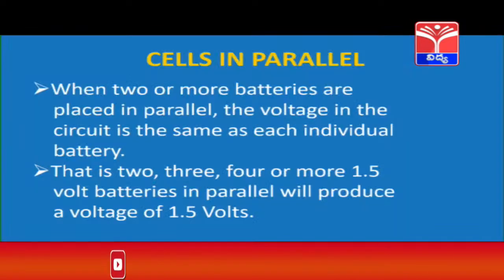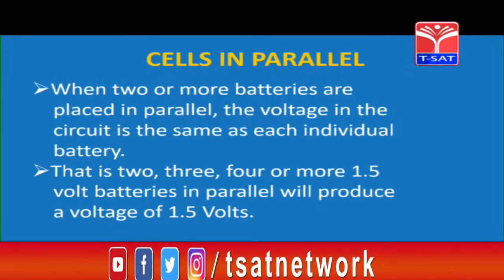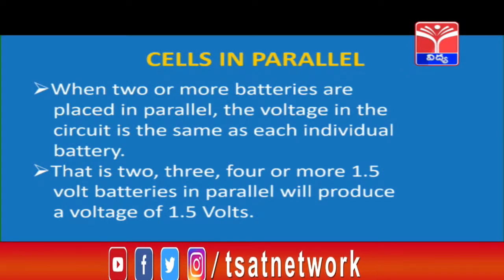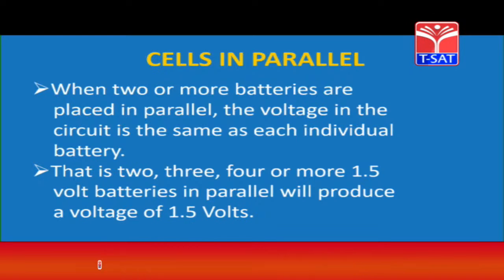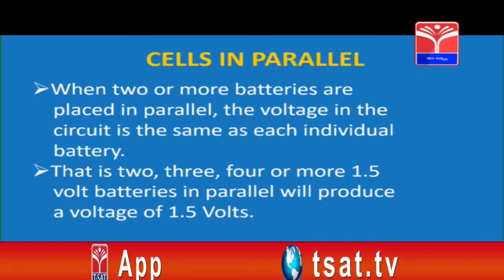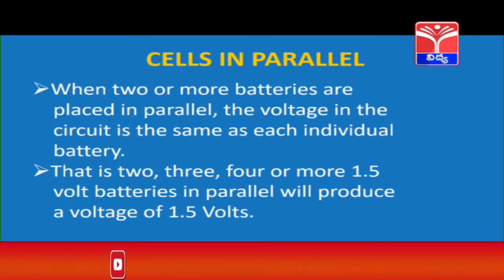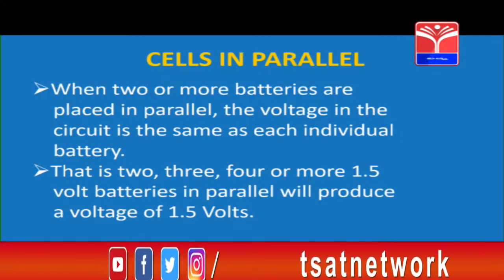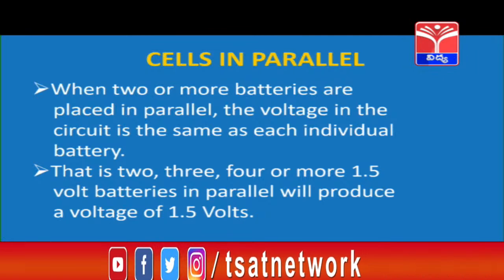When 2 or more batteries are placed in parallel, the voltage in the circuit is the same as that of an individual battery. In the last case, in series connection of the cells, we have seen that voltage increases with the number of cells, but here if you keep any number of cells, the voltage will be the same, that is 1.5 volts. The cells may be any number.